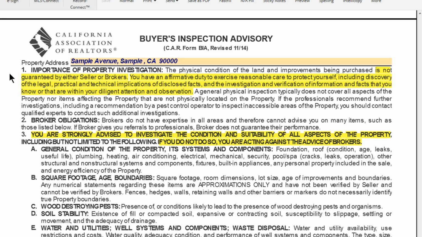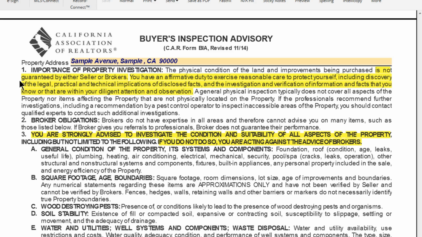And it goes on to say that the physical condition of the land and improvements being purchased is not guaranteed by either the seller or the broker, and that the buyer has an affirmative duty to exercise reasonable care to protect themselves, including the discovery of the legal, practical, and technical implications of disclosed facts, and the investigation and the verification of information and facts that you know or that are within your diligent attention and observation.